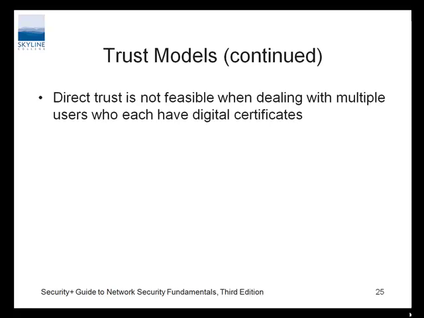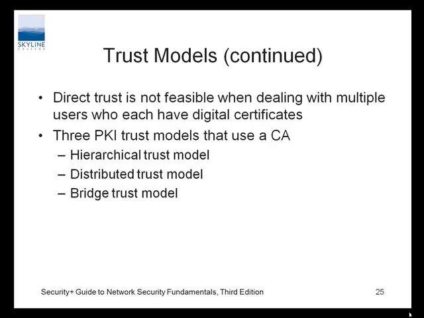Direct trust is not feasible when dealing with multiple users who each have digital certificates. 2 or 3 or 4 or 5, what about 10,000? And that's why PGP is kind of a direct trust, but it's a web of trust. There is a central repository that you can go get the certificates from. Hierarchical trust, distributed trust, and bridge trust model are the things that we have there.